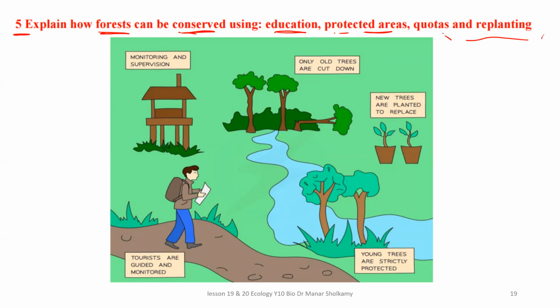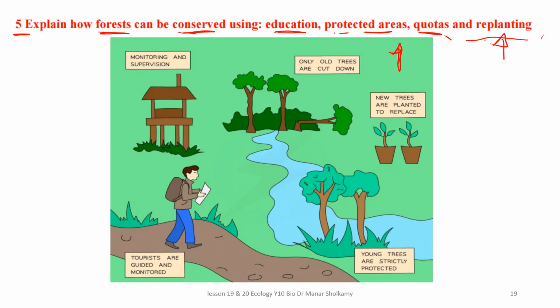Education. We have to take care of our earth. We have to conserve the animals. We don't want to lose our biodiversity. We have to protect the areas using laws, government laws. You're not allowed to come here with a car. You're not allowed to step with your feet. You're not allowed to throw rubbish. You're not allowed to light a fire. Quotas. Now, this is the addition, fish quotas. We'll talk about it today.